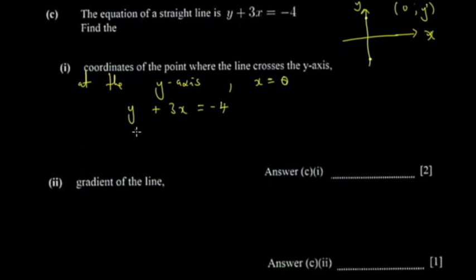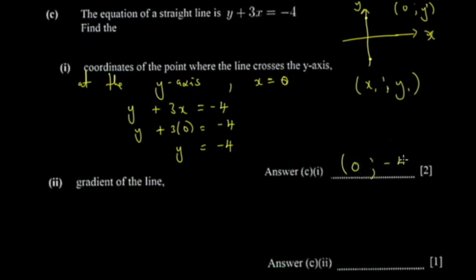Then x is equal to 0 here. So y plus 3 times 0 equal to negative 4 here. So y is obviously equal to negative 4. Okay, so the coordinates of a point, x, y, like this. This is what coordinate means. So x is equal to 0 always, just like what we established, and then y is equal to negative 4 here, and then done.